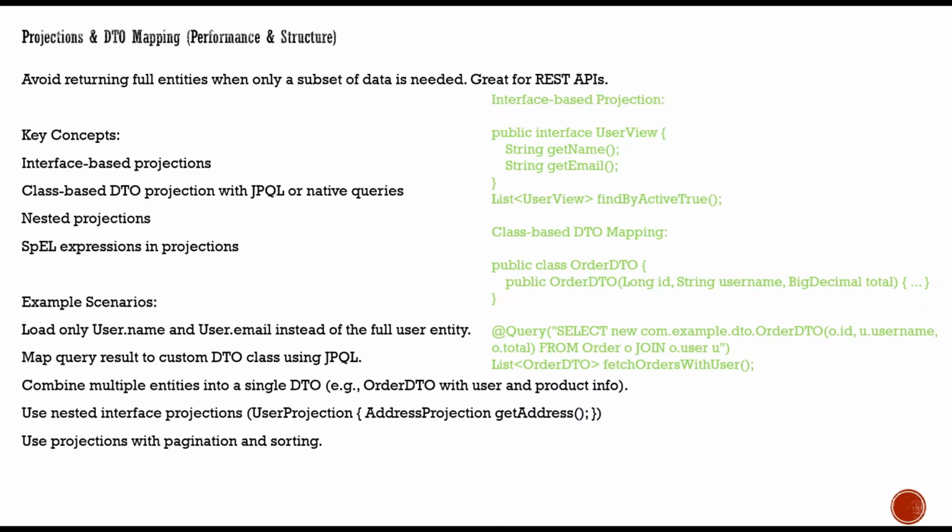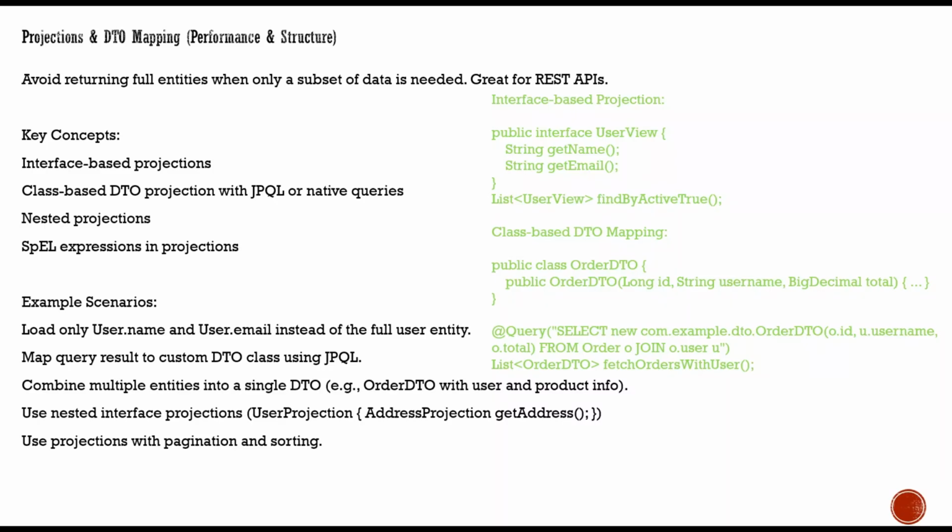Now there are some interface projections we can make use of. There is also a class based DTO projection like JPA or native queries you can use. We can make use of nested projections. SpEL expression is also one of the projections actually. Now in what scenario will we use it? Let's say you want the username or user email ID instead of the full entity. So that we can make use of it, right?